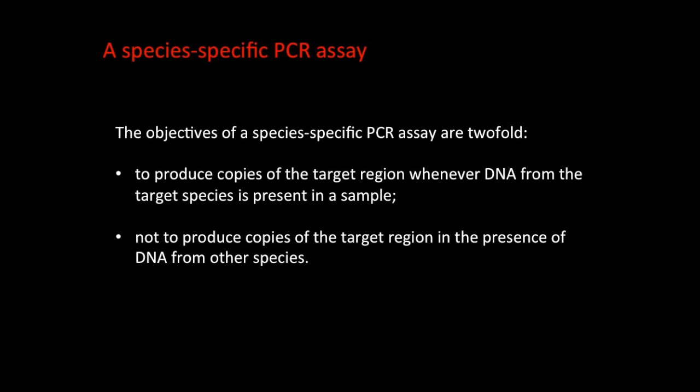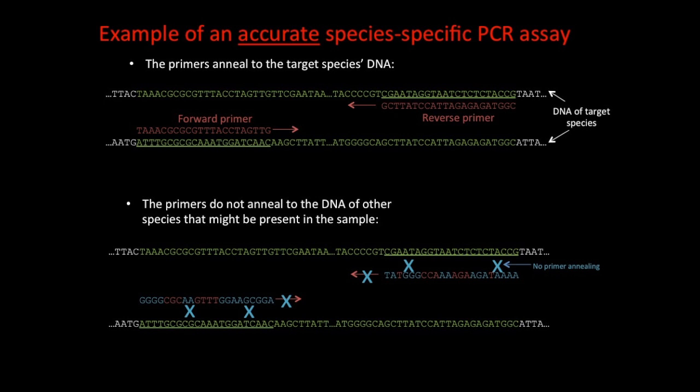species-specific PCR are twofold. Firstly, to produce copies only of the target region whenever DNA from the target species is present in the sample, and not to produce copies of a target region in the presence of DNA from another species. In an accurate species-specific PCR assay, the primers anneal to the target species DNA. However, the primers do not anneal to the DNA of other species that might be present in the same sample.